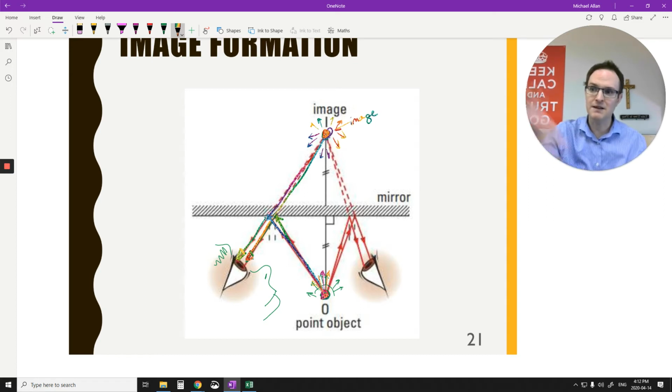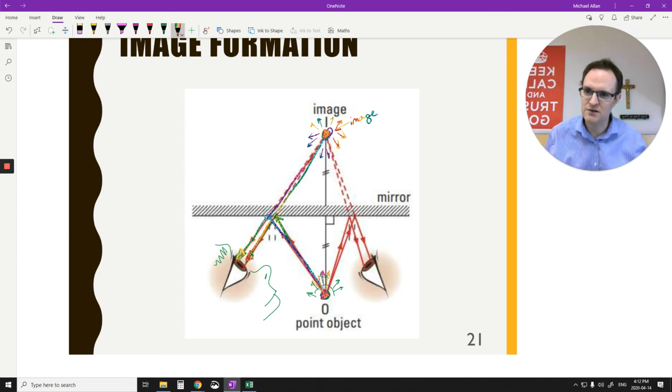There's nothing really there, but your eye perceives that something should be behind the mirror because that's where it thinks the light is coming from. It's coming out from that point. So if I trace it back, that's where it should be. What's it called? Ray tracing. Sorry, that's what it is.